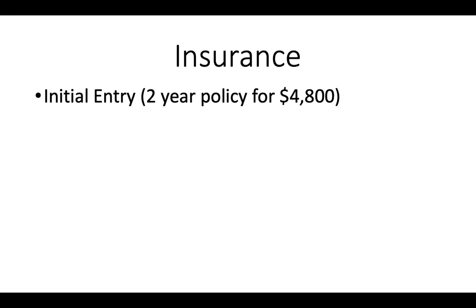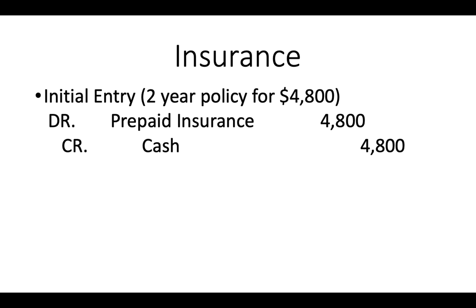So here we have an initial entry, a 2-year policy for $4,800, and here's our journal entry for that. Debit to prepaid insurance, credit to cash. Again, these first prepaid items, you're going to see cash first, right? That's the definition of prepaid, cash first. And so our initial entry for all these is going to have cash in it somewhere. So these should be a little bit easier if you're still kind of with journal entries. It should be easier because cash, hopefully you've got that part down.